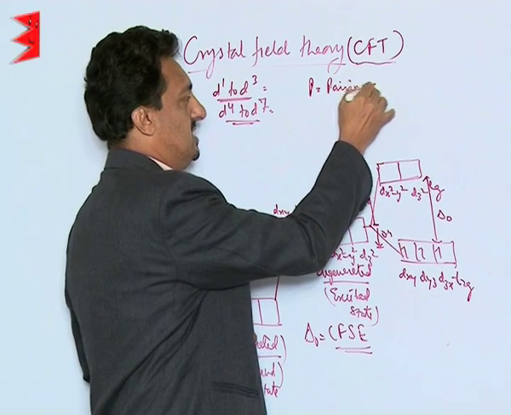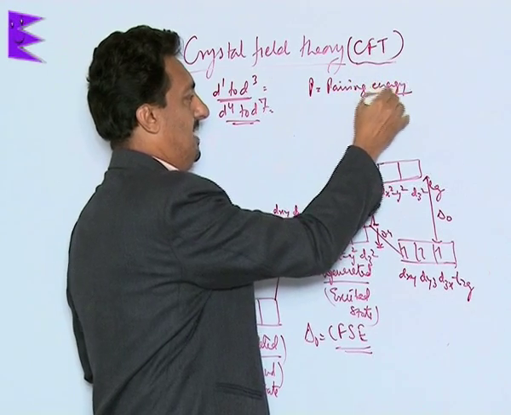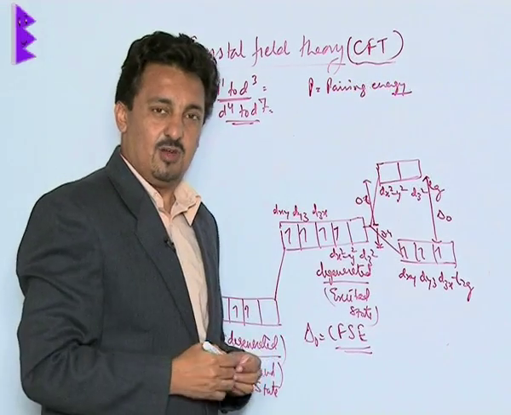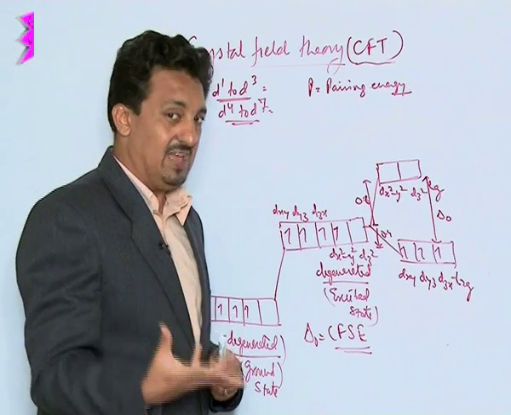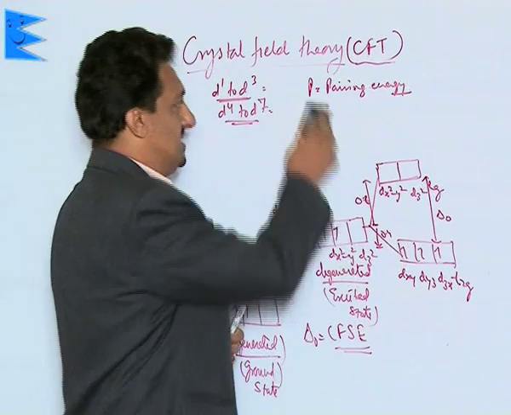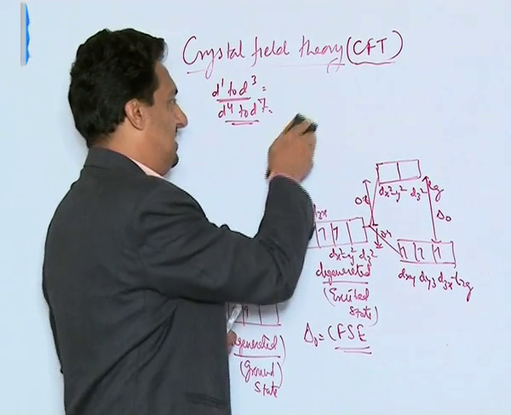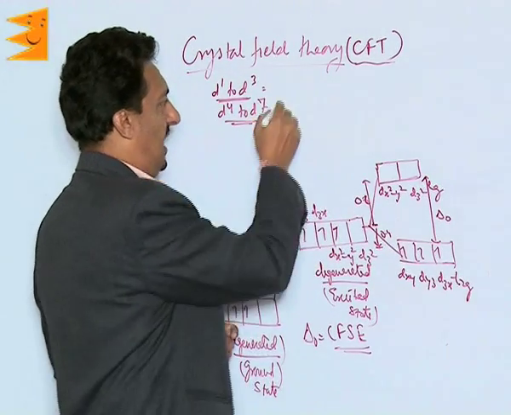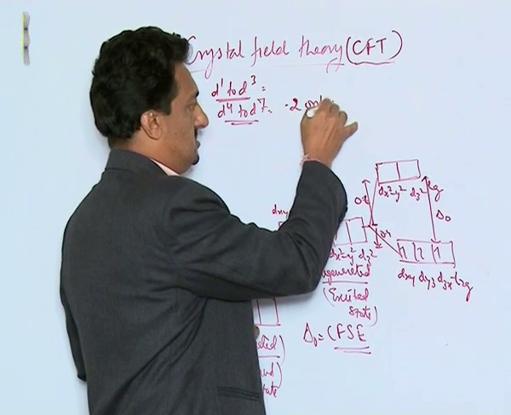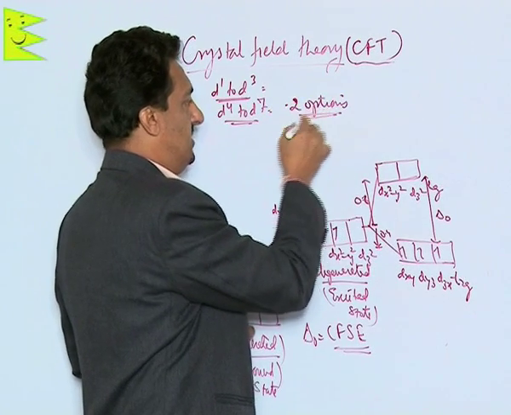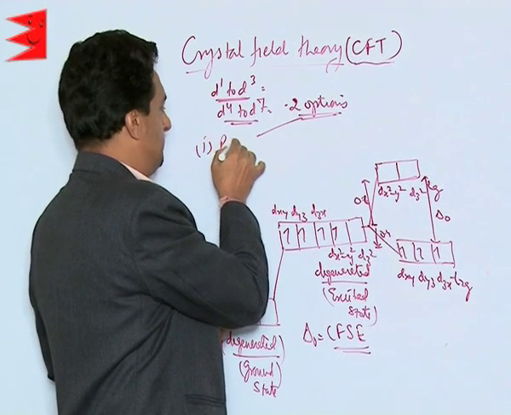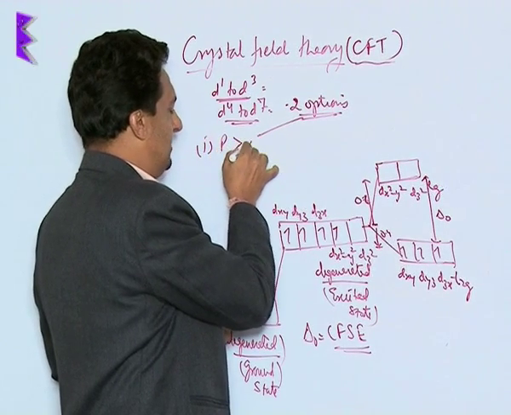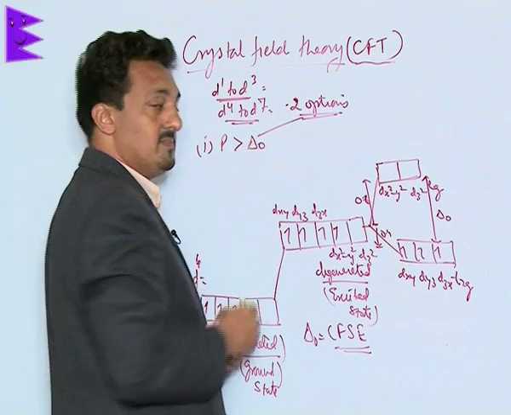Pairing energy is the energy required to pair up an electron with another electron in an orbital. So the energy required to pair up the electrons in an orbital is called pairing energy. Now, what the CFT tells us is that from d4 to d7 we have two options. The first option is if pairing energy is more than the splitting energy.